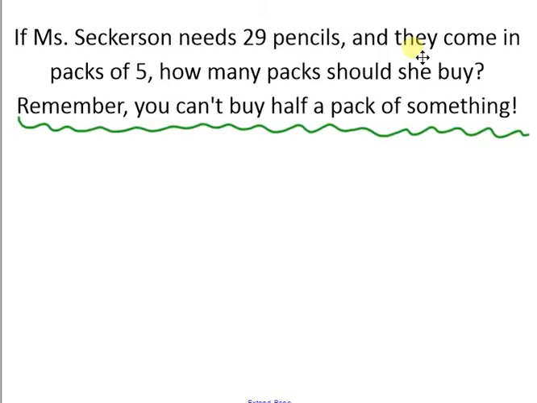So let's go ahead and highlight our problem so we can do our annotating. So what's the question? How many packs should she buy? And what is our keyword here that's going to tell us our operation? So I see this word packs here, which is going to tell me that I'm going to probably be dividing something into parts, okay? Now, is it going to be 5 divided by 29 or 29 divided by 5? So, let me read it again. If Miss Seckerson needs 29 pencils and they come in packs of 5, how many packs should she buy? So, I'm going to do 29 divided by 5.